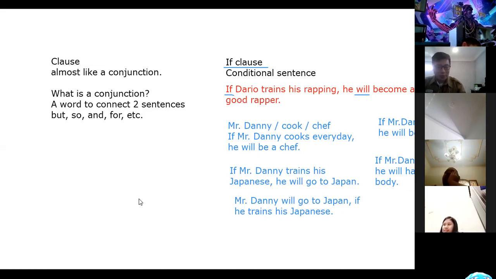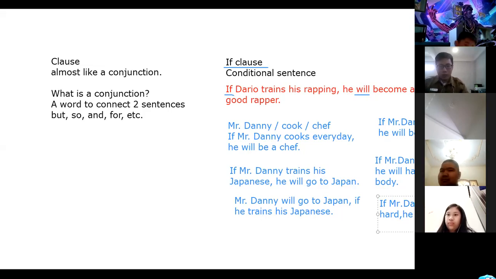Okay, this is the last one from Jeffrey. I will not put anything more from Jeffrey. If Mr. Dani works very hard, he will be very tired. Maybe we can change some words in here. Instead of very tired, we can change it into exhausted: he will be exhausted.